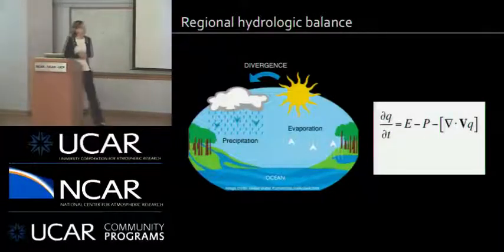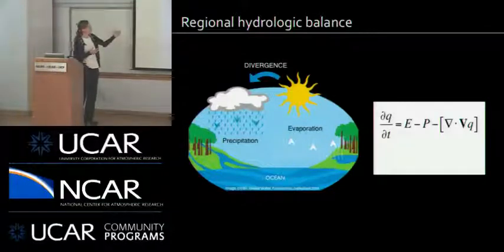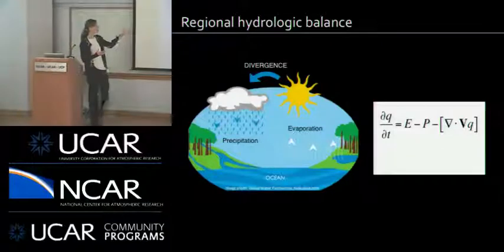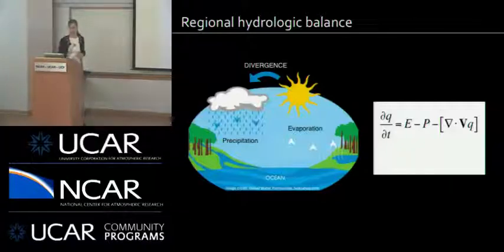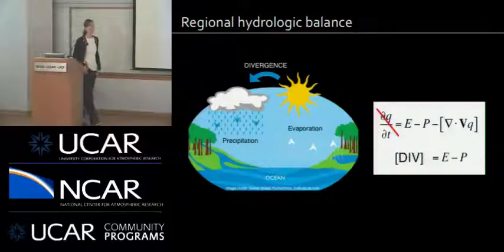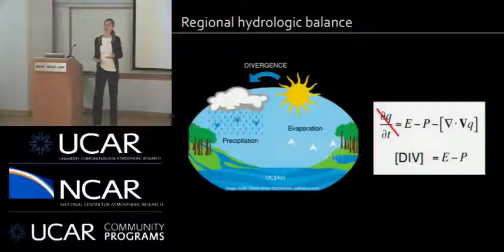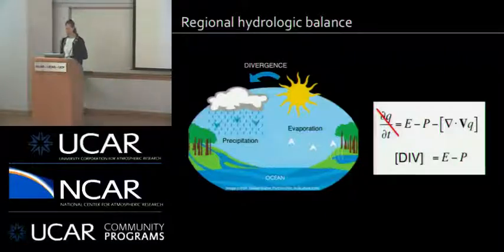So over on the right, you'll see the equation. What it's showing here is that the change in Q, or water, for a given location over time can be given as a linear combination of evaporation, precipitation, and the vertical integral of the moisture flux divergence, which I'll often denote simply as DIV. Assuming steady state conditions, what we see is that the vertical integral of moisture flux divergence should balance E minus P, so imbalances in evaporation and precipitation.